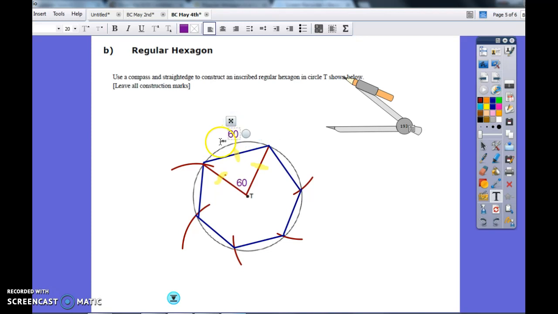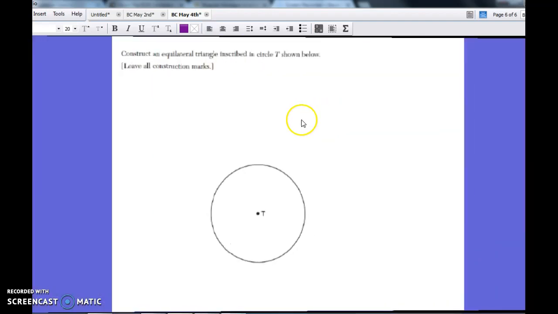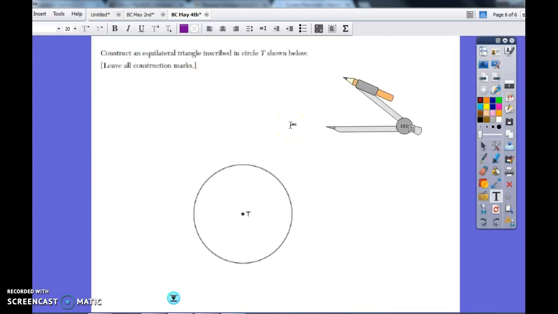I'm ensuring that this arc is 60, that arc is 60, and if you add them all up, all 6 times 60, 360 degrees. So that ensures me that I have a hexagon where all these arcs are 60 degrees, which means their chords will be congruent. So that is how I construct a hexagon inside a circle. And we're going to build off this now for our final construction, which is an equilateral triangle.